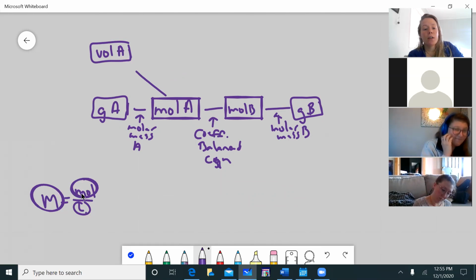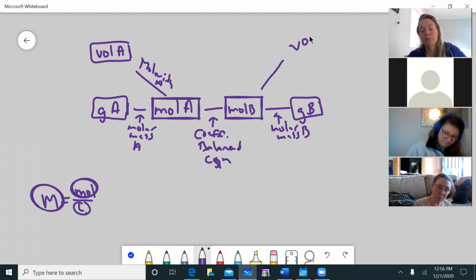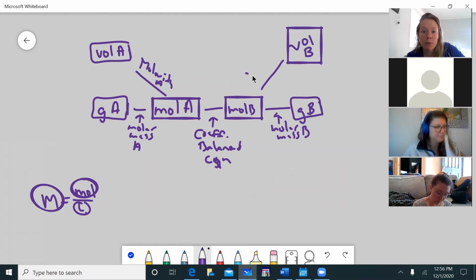So how can I get from volume of A into moles of A? What's the missing component there? It's the molarity. So molarity of A. And when I say A, that's just a generic compound, okay? So I can use the molarity of A to hop from volume A into moles of A. And then I could go from moles of A, if I have a balanced equation, into moles of B. And then why don't we add another limb up here, that's volume of B. How can I go from moles of B into volume of B? I would need to have the molarity of this compound B. Okay, so let's put molarity of B here.